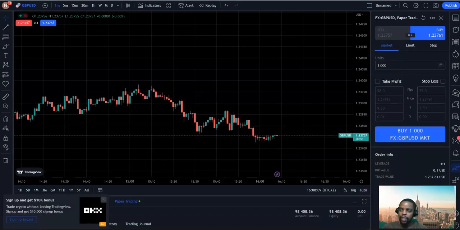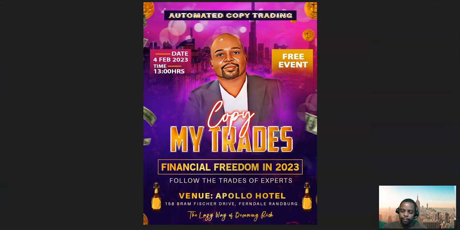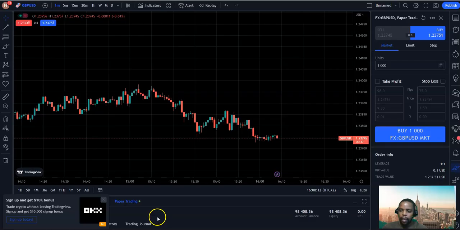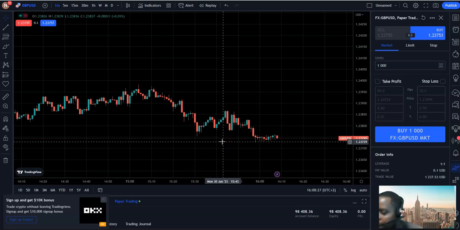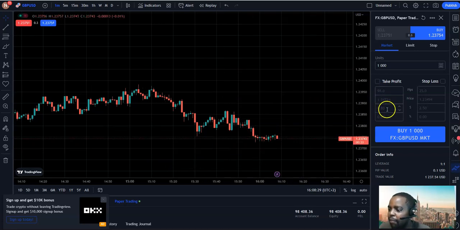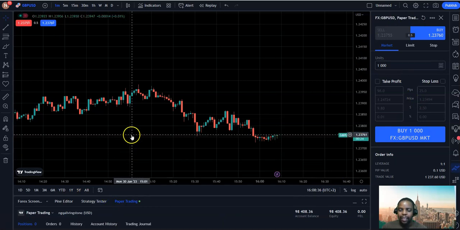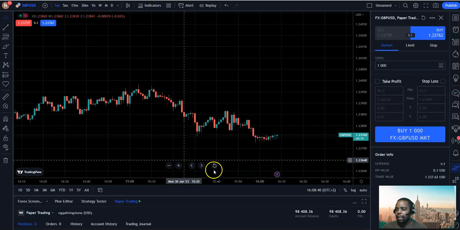Okay, now let's carry on. As I was saying, looking at the market, I'm looking at the Great British Pound versus the US dollar, GBP versus USD. Right, now let's go into it. I want to place some trades. As you can see, I have my chart on. I'm using TradingView as my chart for now. It's a 1 minute chart right there.